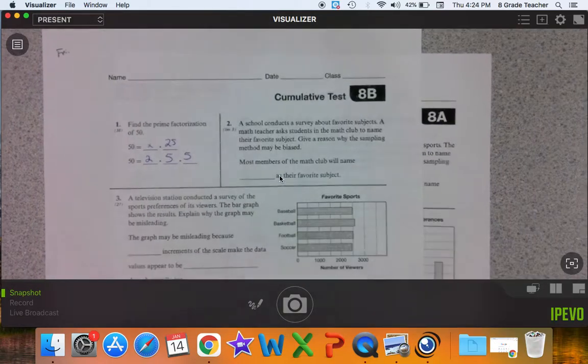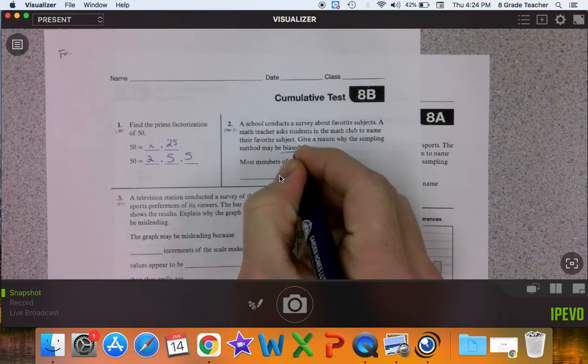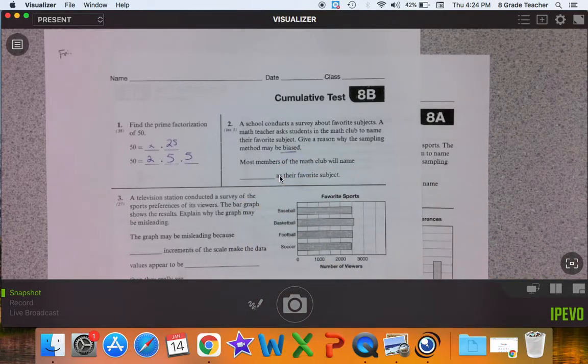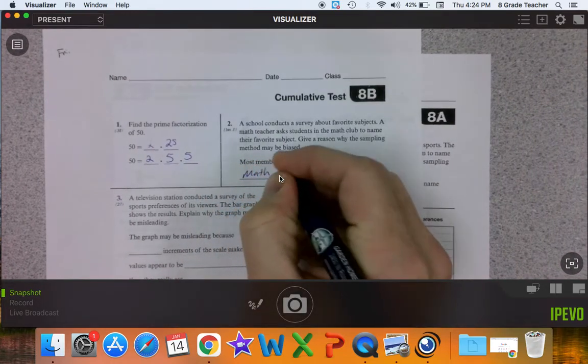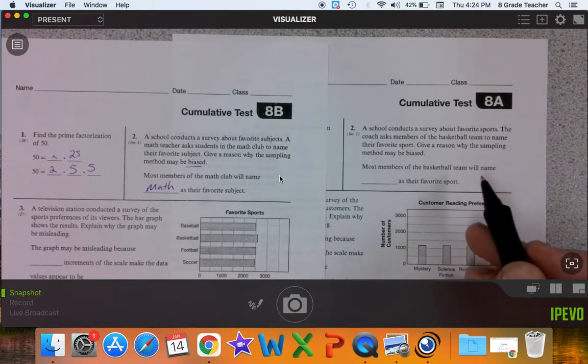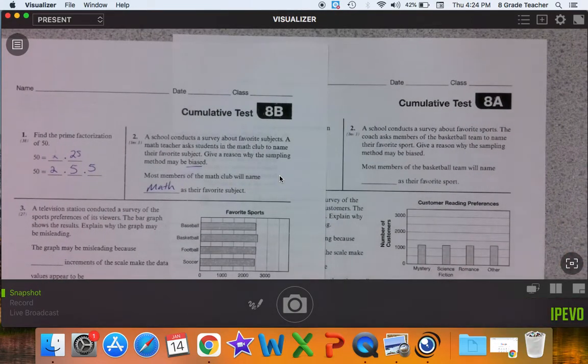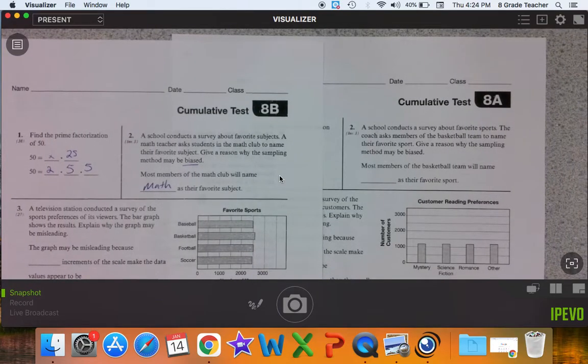Number two says, a school conducts a survey about favorite subjects. A math teacher asks students in math class or math club to name their favorite subject. Give a reason why the sampling might be biased. We just looked at this in geography here. It shows up in math as well. Most members of the math club will probably name math as their favorite subject because they're in math club. They're choosing to spend their time doing so. Most people that are playing basketball, you probably get the gist of what their bias would be. Make sure that you read through to answer that question.